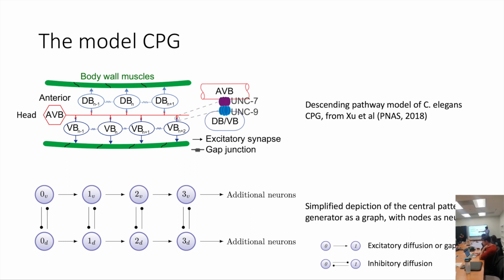So here I've sort of represented this as a graph. So you've got each node as a neuron. The arrows represent excitatory sort of stimulus or diffusion. You can also think of it as a gap junction. These two represent inhibitory diffusion. So that's, if you know neurodynamics, you might be familiar with this.